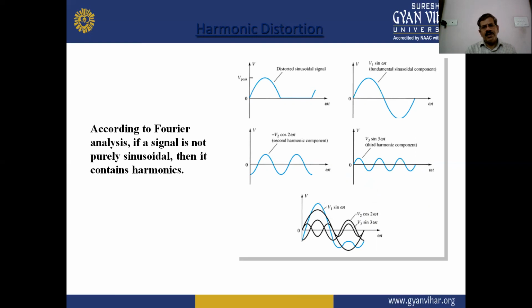And in harmonic distortion, according to Fourier analysis, if a signal is not purely sinusoidal, then it contains harmonics. In the different waveforms given here, in the last waveform there is some harmonic distortion.